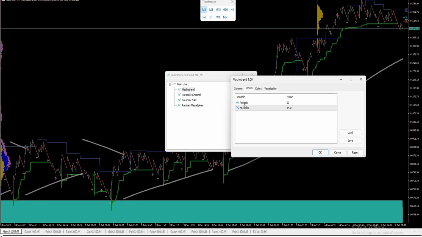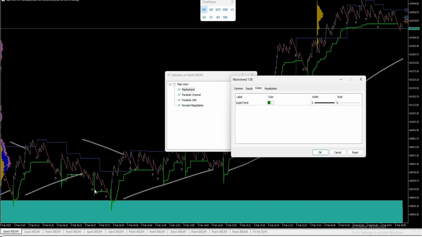And the macro trend is going to use periods of 23 and then multiplier of 15. I built this indicator from average true range. Now you're going to look at the levels that should show. This is supposed to be red, but I've taken it out and I'm making only the green show.